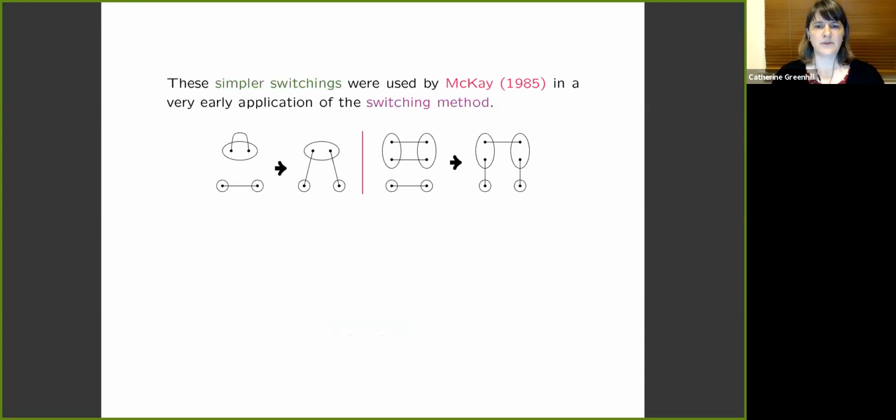And while we're on the subject, before I start talking about Markov chains, I want to make a remark because it's going to come up again later. These simpler switchings that Janson used in his algorithm had been used before by Brendan McKay in a very early application of the switching method for asymptotic enumeration. There he was using the stricter interpretation where these are simple. So we're removing exactly one loop and one double edge, but these operations are the same.